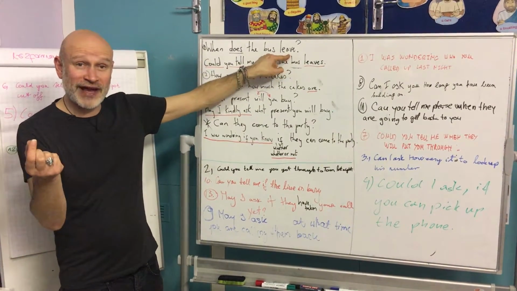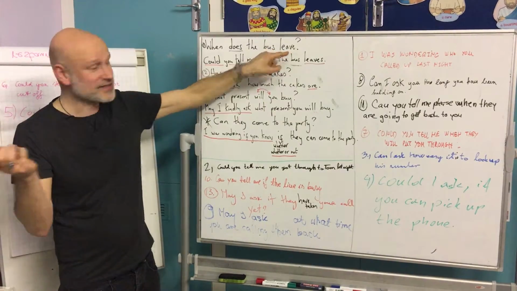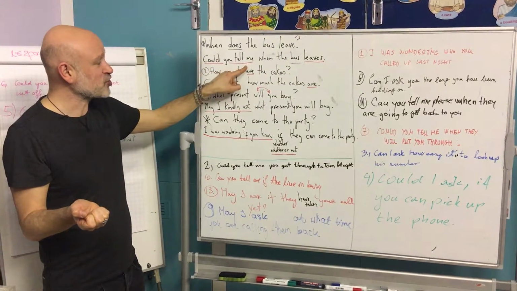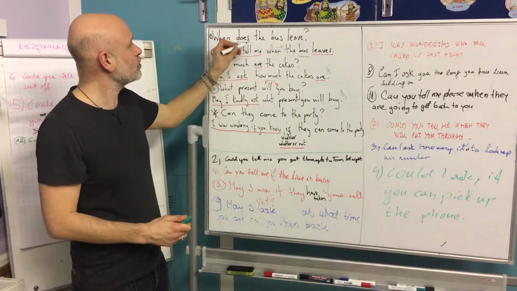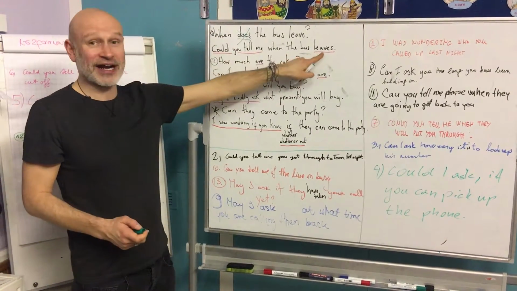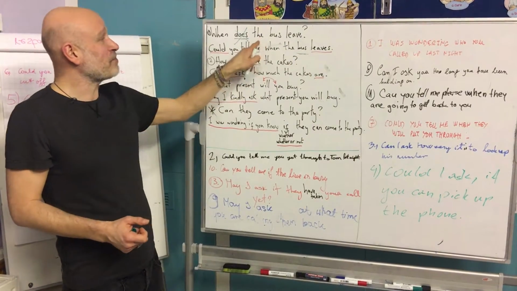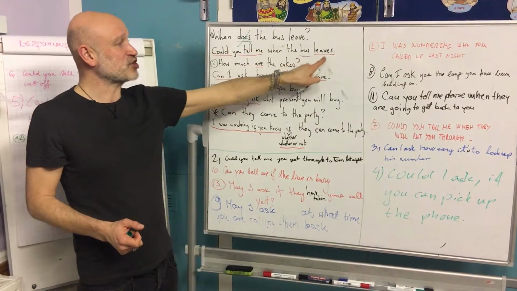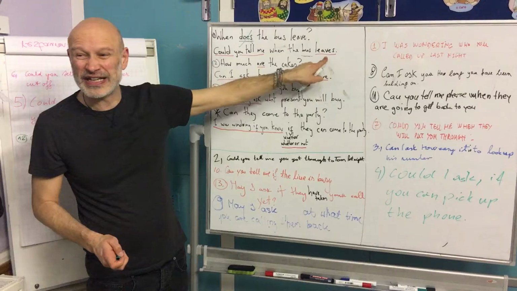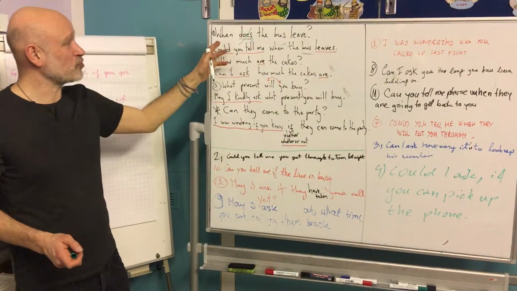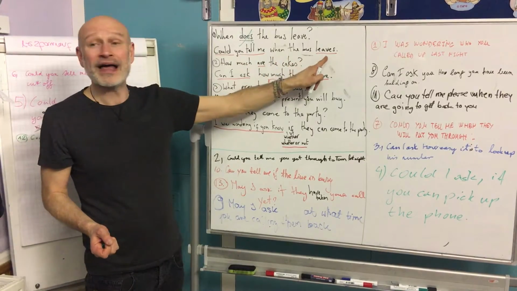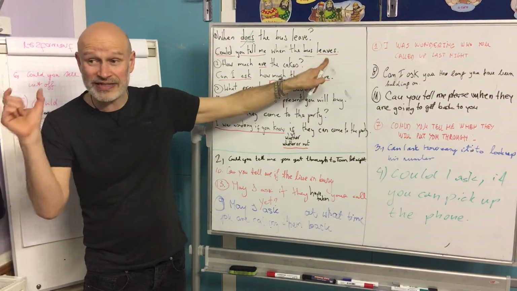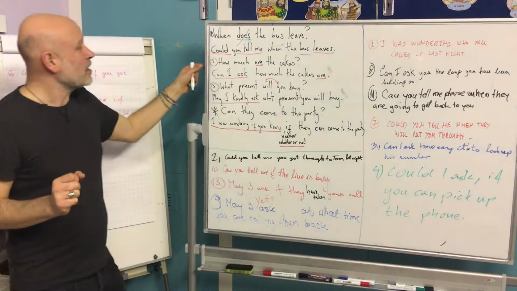To make it indirect or to make it polite, we add the introduction, we take away the auxiliary verb do, and then we need to check the tense. Because the bus is in the present, we need to change the verb to leaves. This is very important. If it was "when did the bus leave," it would be "could you tell me when the bus left?" You really need to respect the tense.